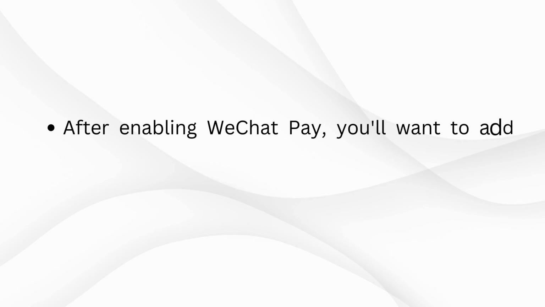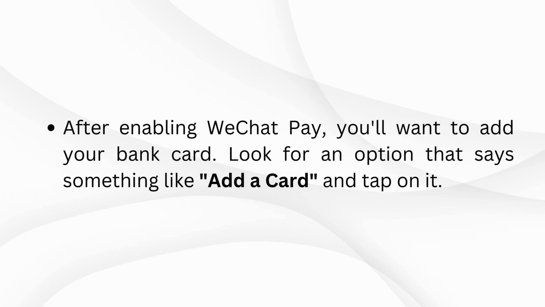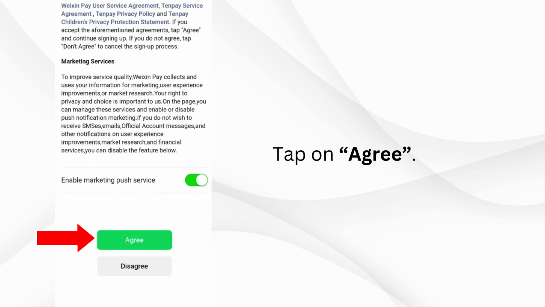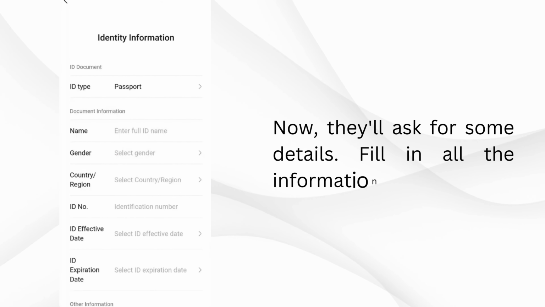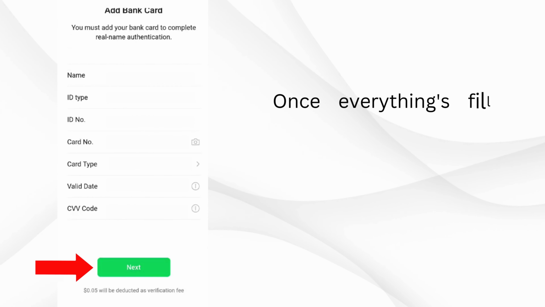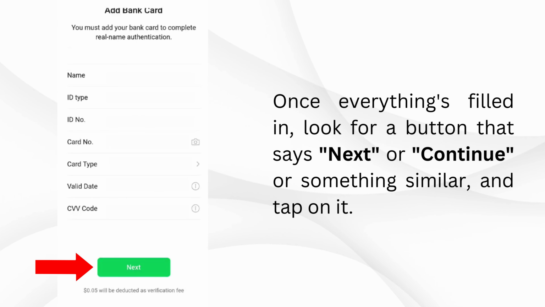After enabling WeChat Pay, you'll want to add your bank card. Look for an option that says something like Add a card and tap on it. Tap on Provide full identity information. Tap on Agree. Now, they'll ask for some details. Fill in all the information needed. Tap on Next. Time to enter your bank card info. Once everything's filled in, look for a button that says Next or Continue or something similar and tap on it.